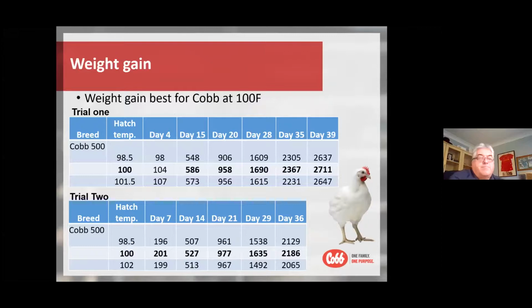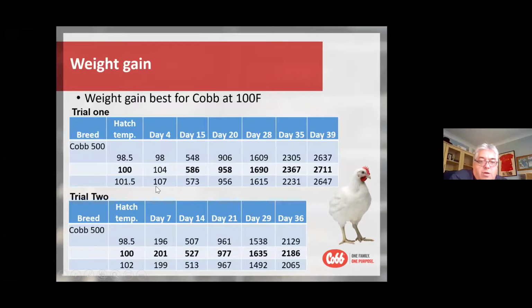If we look at weight gain, you can see that in trial 1 and trial 2, in all the trials, the optimum temperature here of 100 degrees Fahrenheit in the incubators gave us the best body weights at each stage. So at day 4, 104 grams, or day 15, day 20, and in the end.